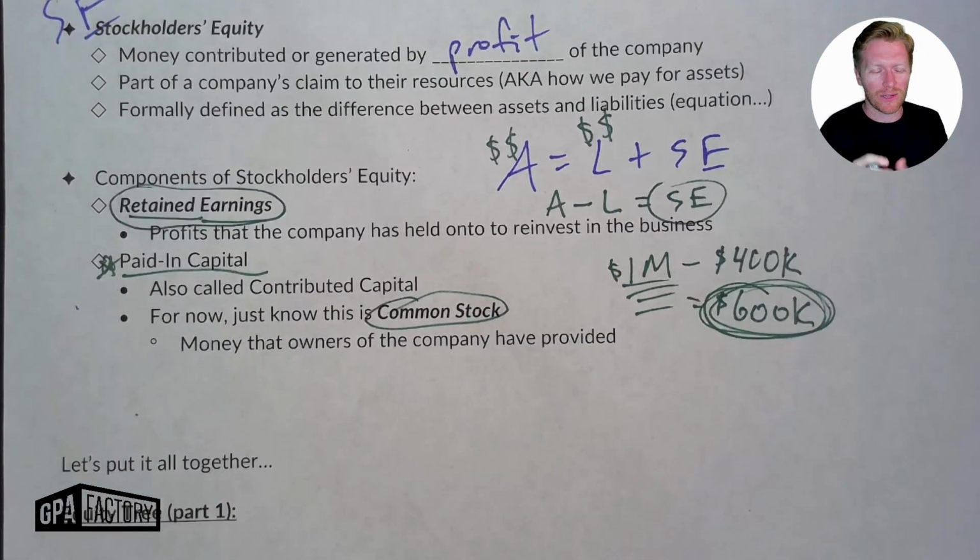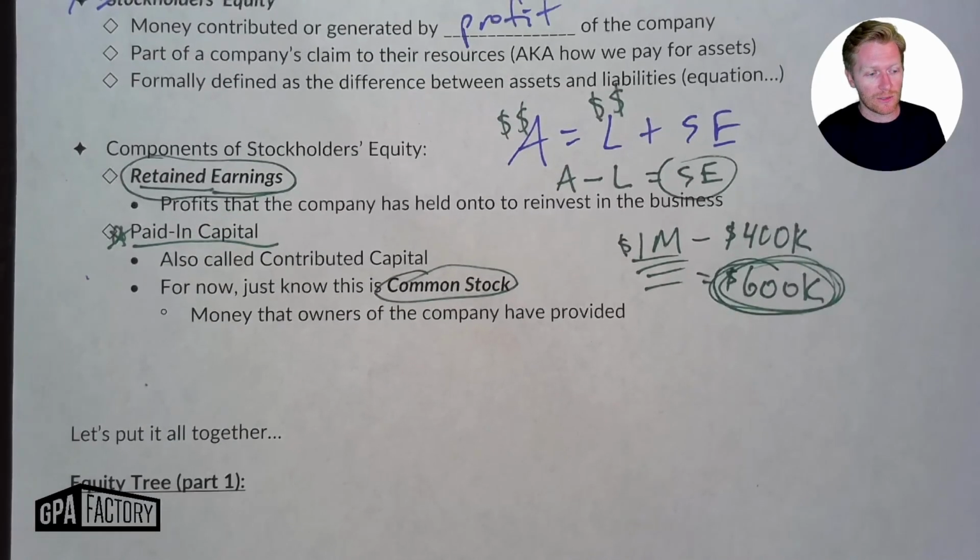When we break down that word, it's kind of obvious there. Retained, we have held onto it, right? Earnings and profit are going to be used interchangeably.